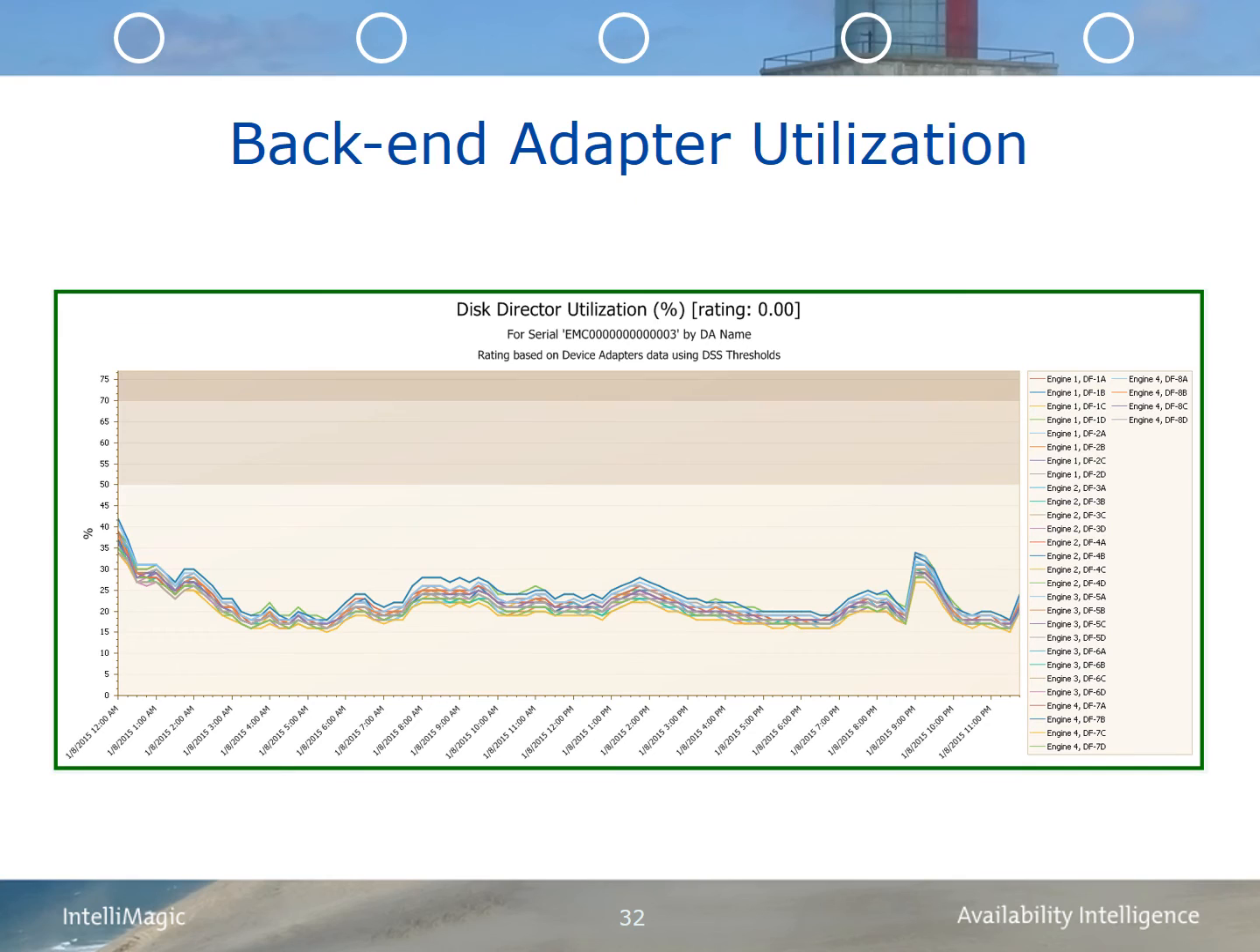In this example, we'll look at the back-end utilization. This is provided by an EMC Symmetrix VMAX system. In the legend, you can see the different disk directors or device adapters, and you can also see the location, so which engine they're on and essentially which core they're tied to. That's the A, B, C, D information. So that's a little bit about an example of a disk director. In IntelliMagic, we actually rate these so that you can see fairly easily if there's an issue. This is green, so it's good.